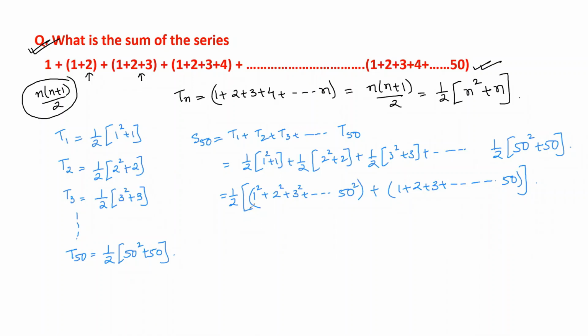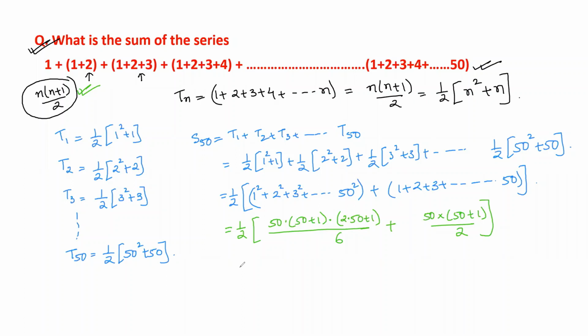In the last video, we have seen the sum of the squares of first n natural numbers, which is given by n into n plus 1 into 2n plus 1 upon 6. So let us try to use that formula here. So in that case, this would be 1 by 2 times of 50 into 50 plus 1 times of 2 into 50 plus 1 upon 6. And this would be the sum of the first 50 natural numbers, which is given by n into n plus 1 by 2. So this would be 50 into 50 plus 1 upon 2.